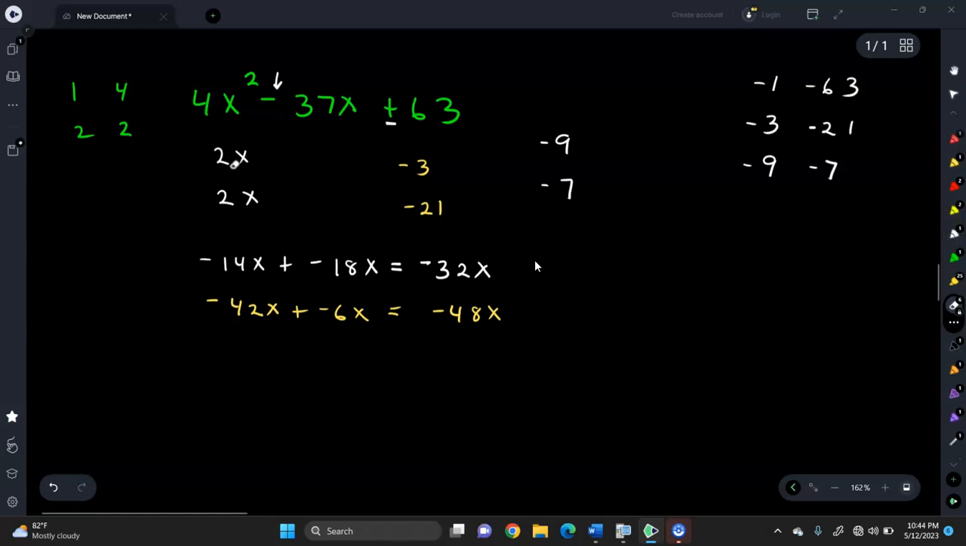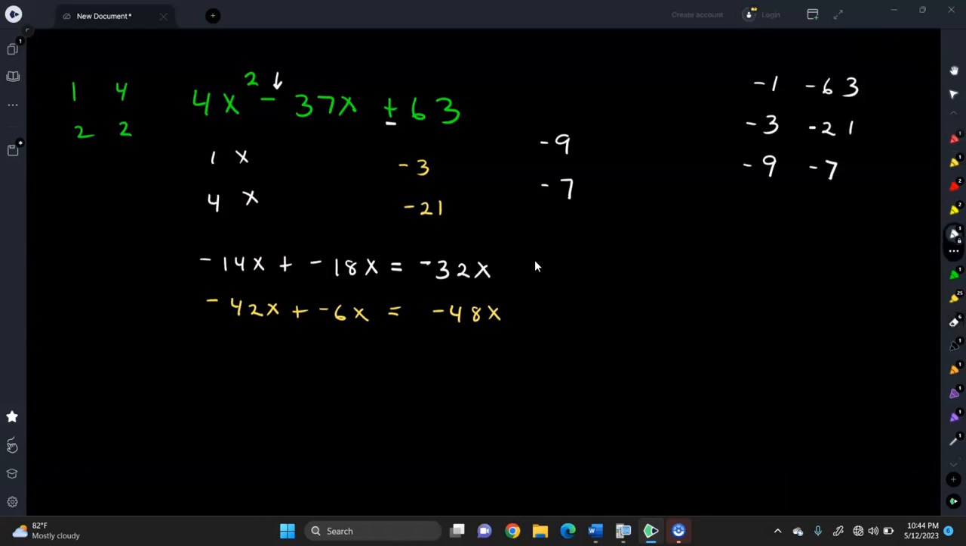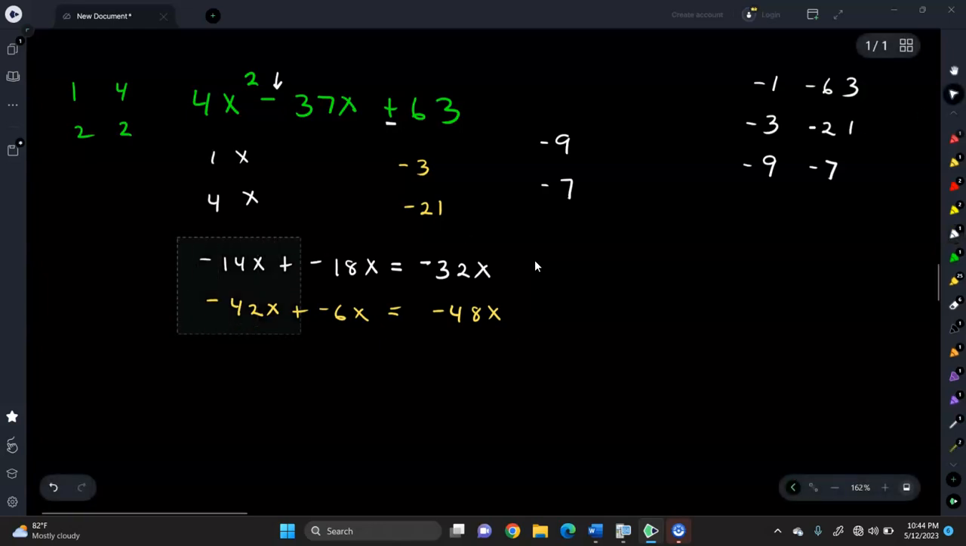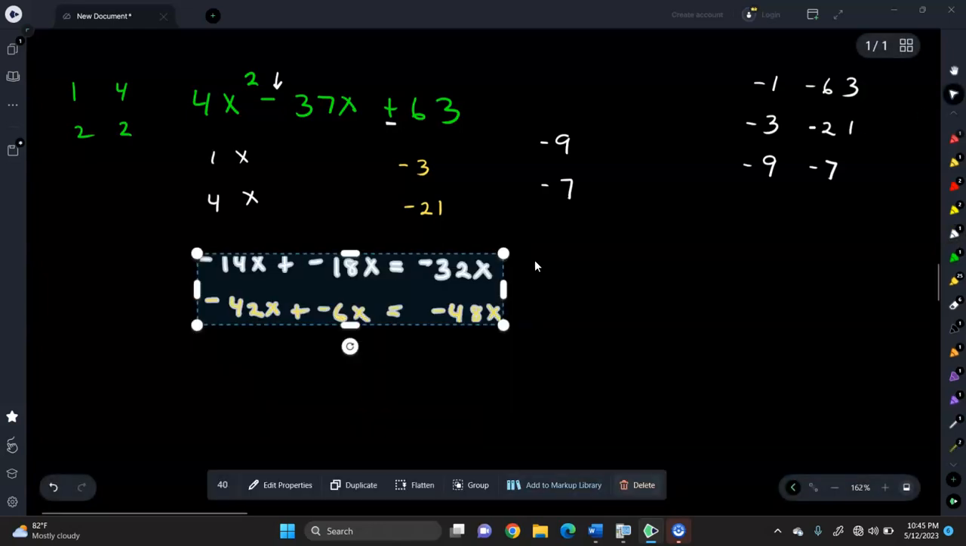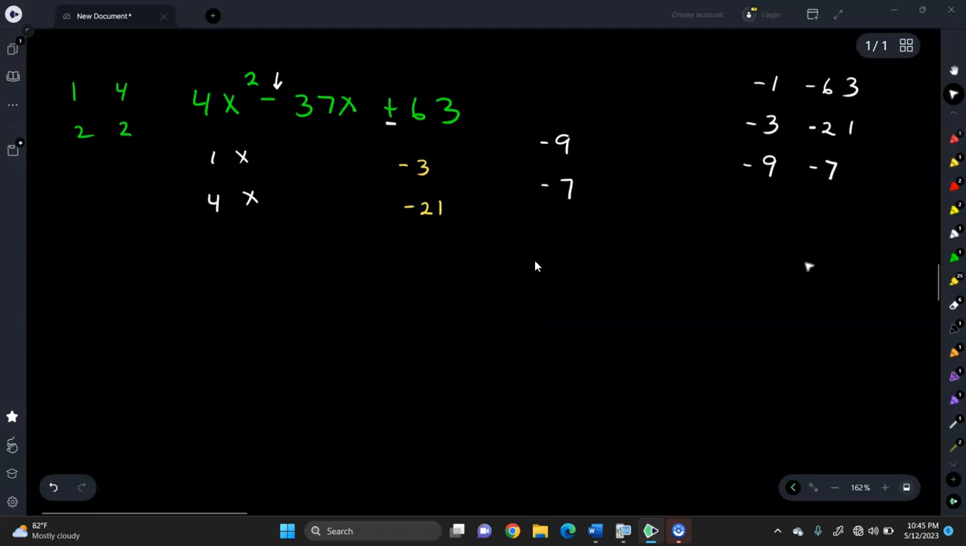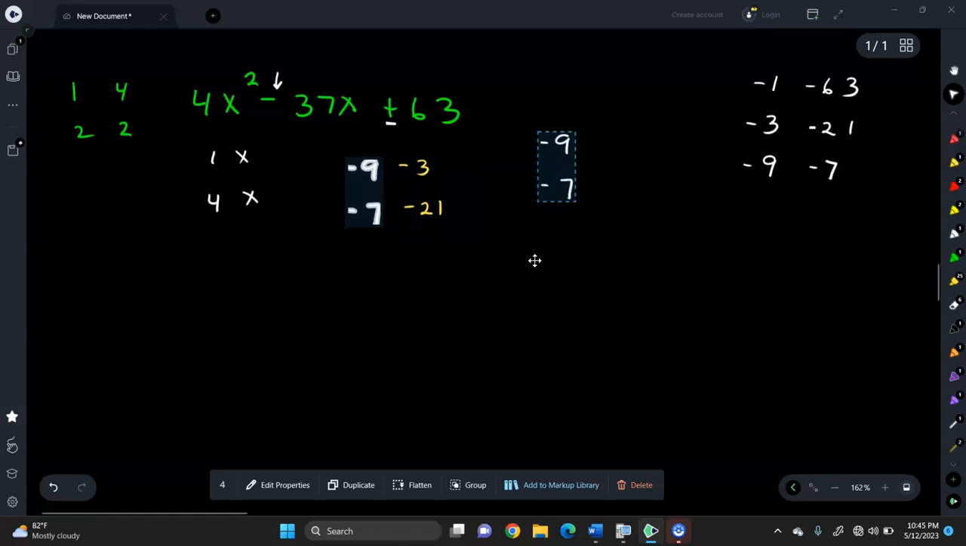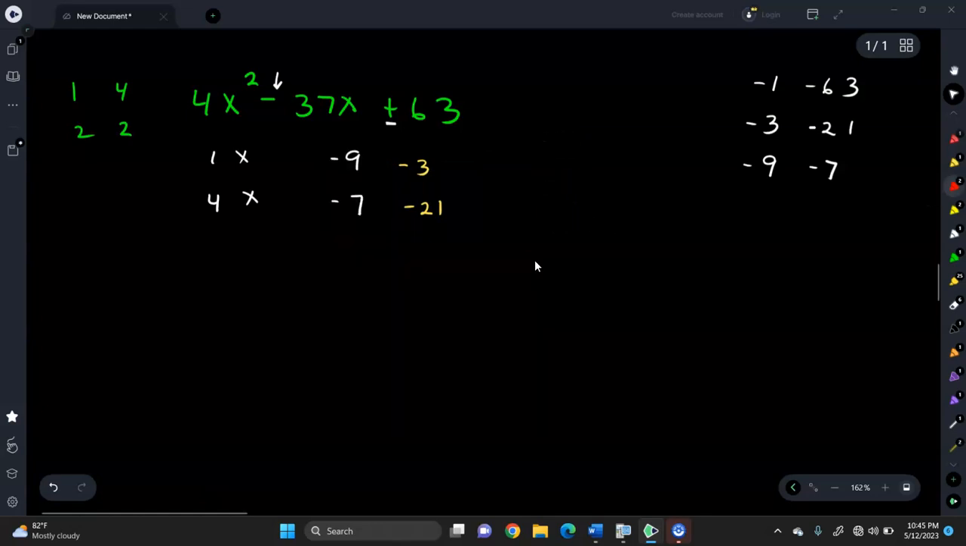So now I'm going to switch and change this to the 1 and the 4x. That's where this gets a little more complicated. Well, not really complicated, but tedious, because I have to try all the combinations. I used the 2x and the 2x, and I tried every combination, and it didn't work. So now I switch to the 1 and the 4. Okay, so let's go back.